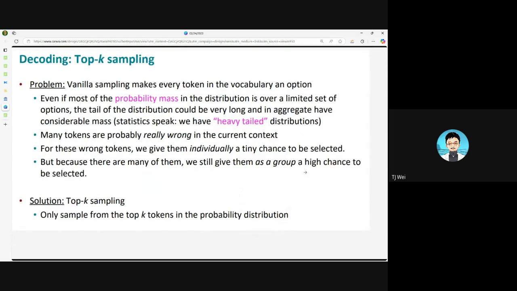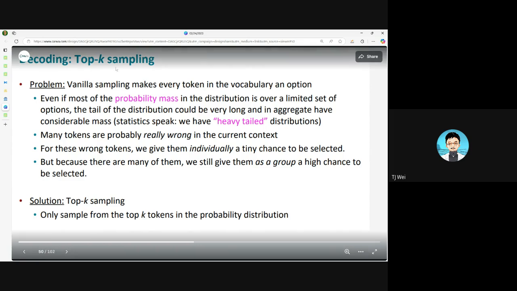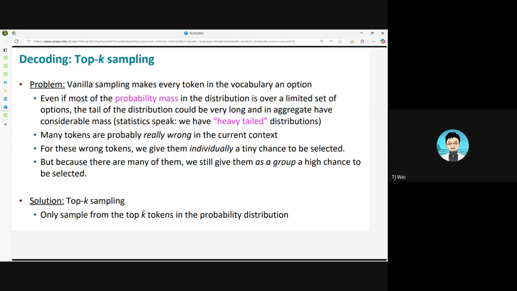Okay, so one way to solve this is to simply ignore the tokens that have small probabilities. So this is the general idea. To make it more practical and concrete, there are different ways to implement this idea. One way is called top K sampling. Because we have a very heavy tail distribution, why not just pick the top K, like top 10, top 20? So this is a solution.